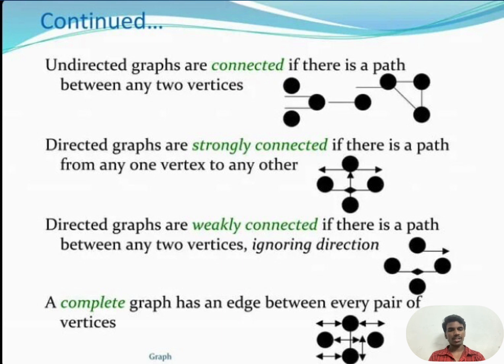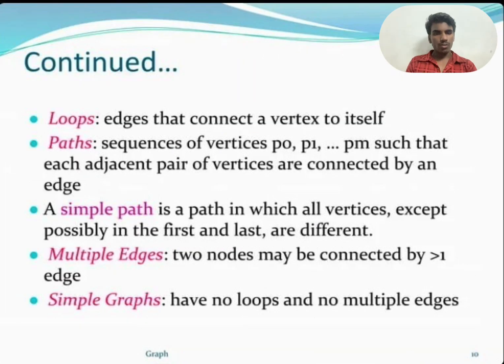A complete graph has an edge between every pair of vertices. Here each vertex is connected to the other nodes, so this is a complete graph. Loops are edges that connect a vertex to itself. Paths: a sequence of vertices P0, P1, up to Pm, such that each adjacent pair of vertices is connected by an edge. A simple path is a path whose vertices, except possibly the first and last, are different. There are multiple edges and simple edges as well.